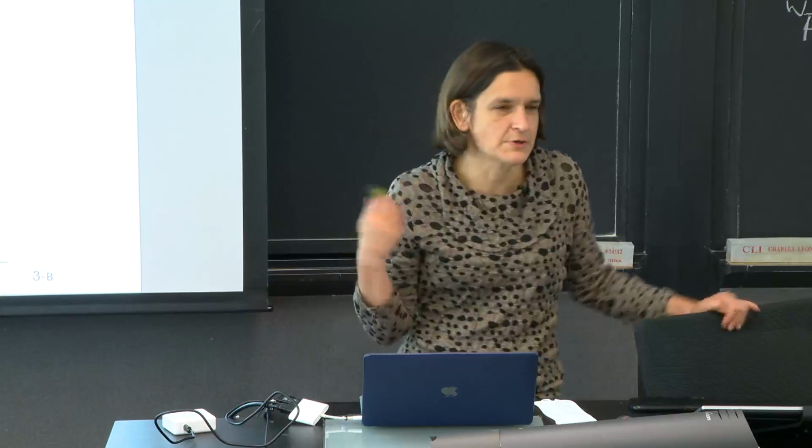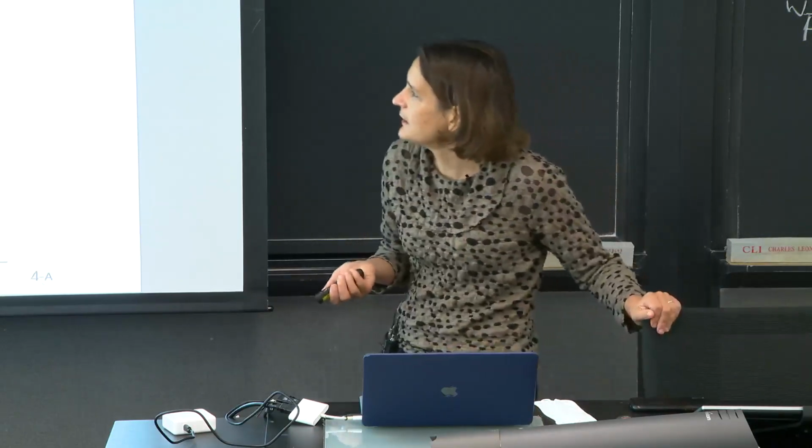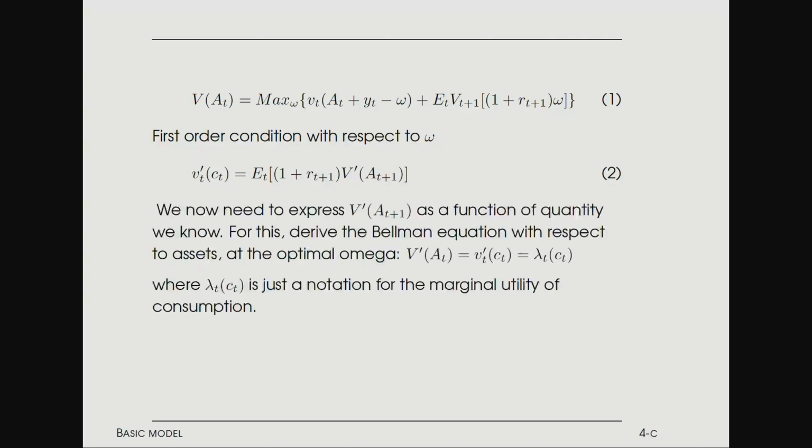Once you have the Bellman equation, all we need to do is to differentiate it in order to get the optimal decisions. We take the first order condition, and we get that the marginal utility of consumption must be equal to this term: the expected value at time t of the derivative of the value function at t plus 1 multiplied by the interest rate. Now, that's not yet very helpful because we don't know what this term is. So we need to take one more step.